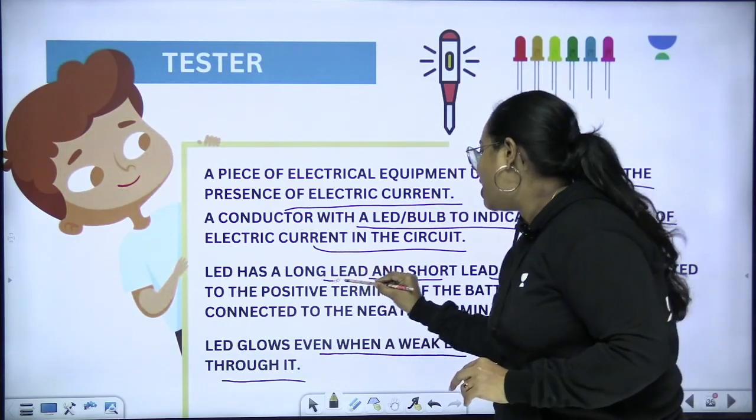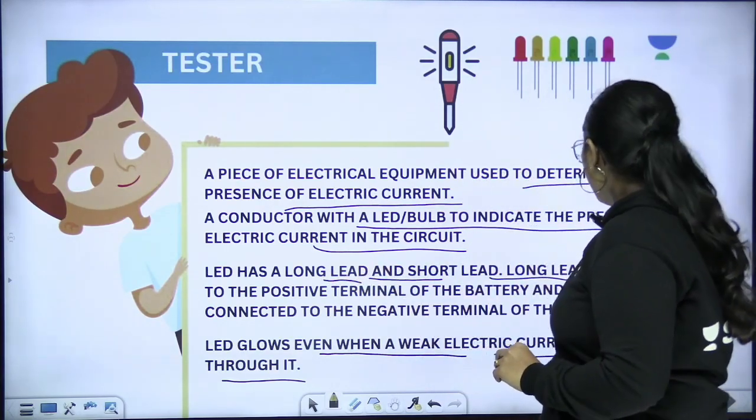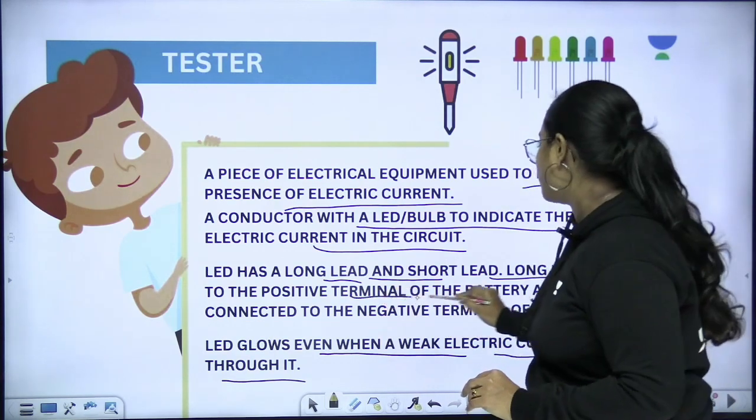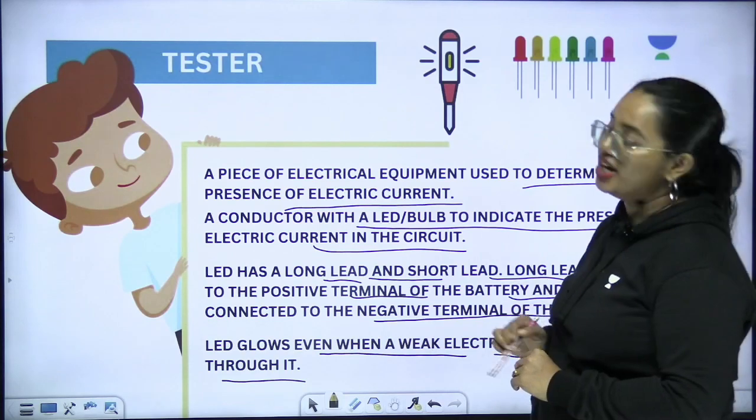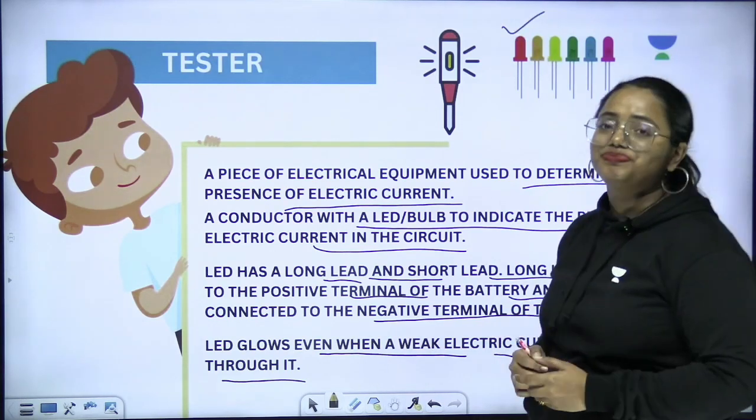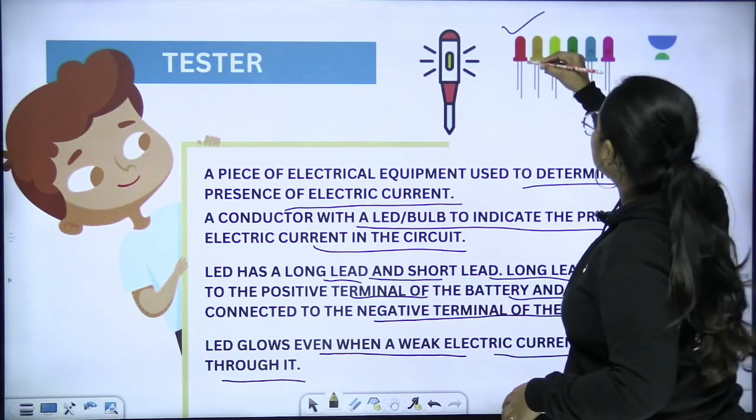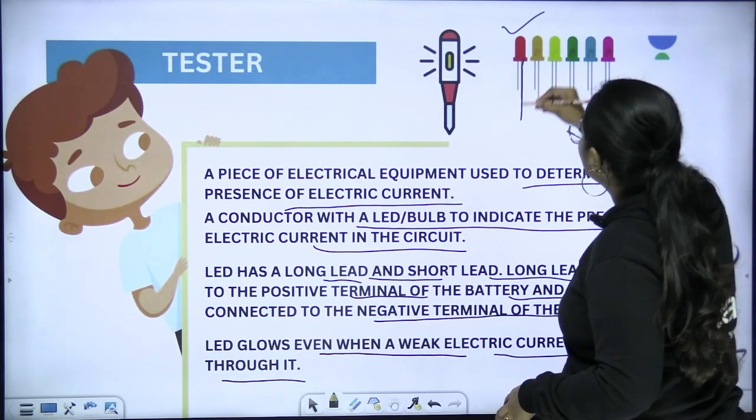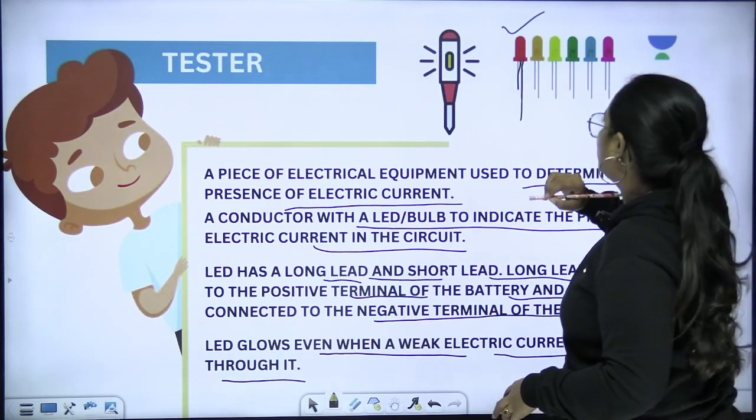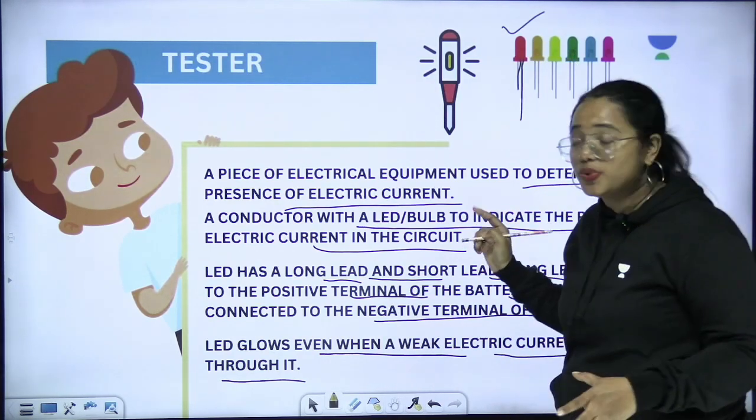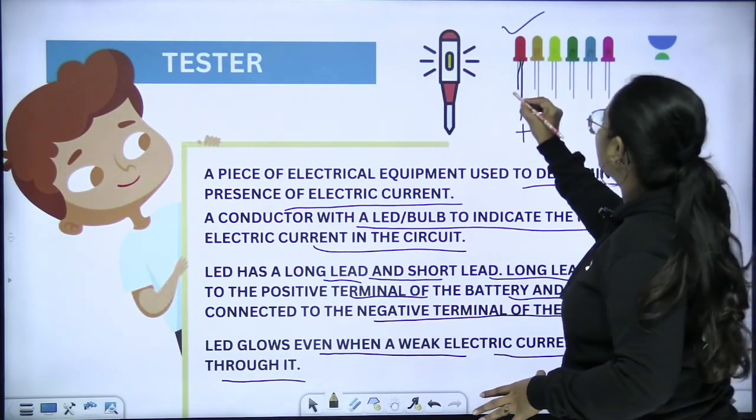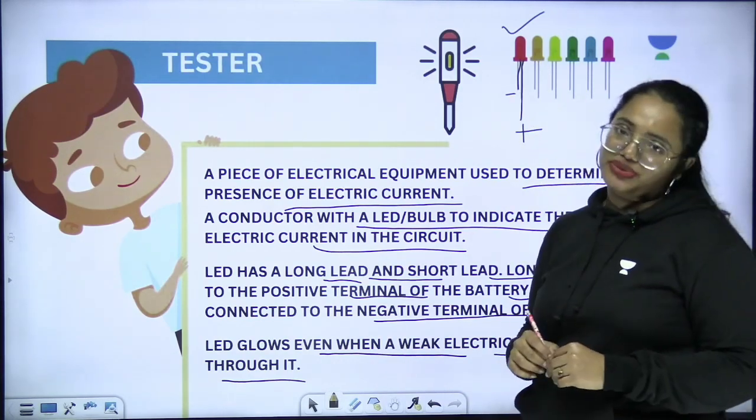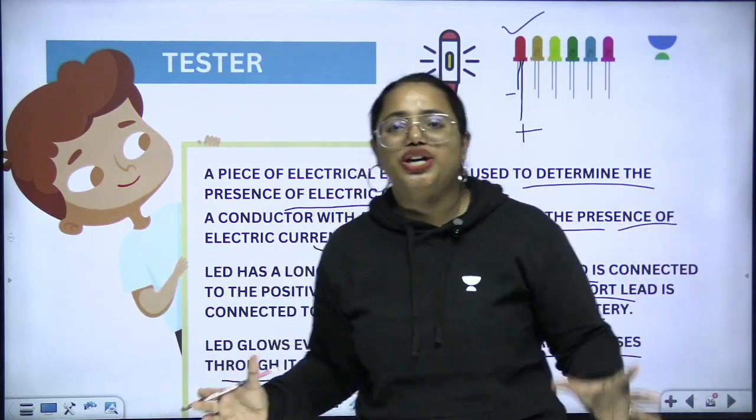So an LED has a long lead and a short lead. The long lead is connected to the positive terminal of the battery, and the short lead is connected to the negative terminal of the battery. So this is a picture of an LED bulb. You can see that there is a long lead and there is a short lead too. The long lead is going to connect with the positive terminal of the battery, whereas the short lead is going to connect with the negative terminal of the battery. So this is the way that you need to connect.